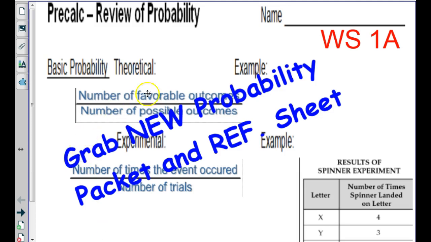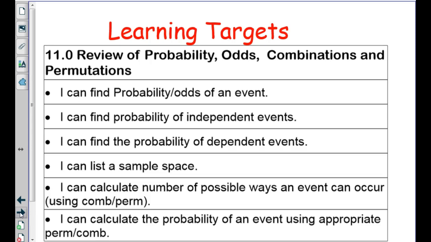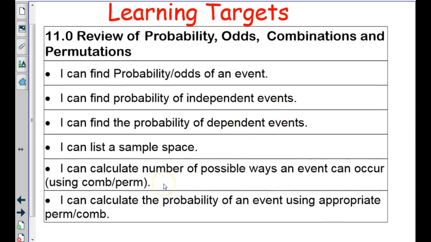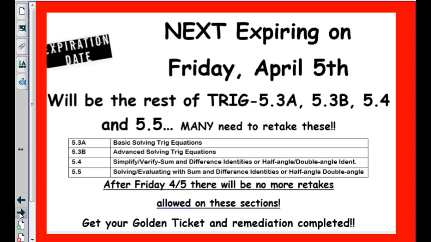All right. So just a basic probability review this morning real quick. Eventually, we're going to have to know probability and odds, independent and dependent events, and how to find the probability, list of sample space, number of possible ways an event can occur, whether we use combinations or permutations, and counting principle. We're not getting to those today. Trying to break this down a little bit.